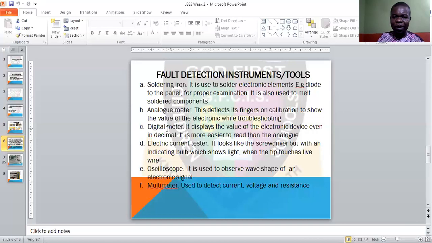Then the electronic current tester is like a screwdriver, but it's not a screwdriver. It has a bulb at the top, close to where you hold it. When you hold it and use the tip to touch a particular object that carries current, the bulb will show light or indicate that there is light in that particular place.